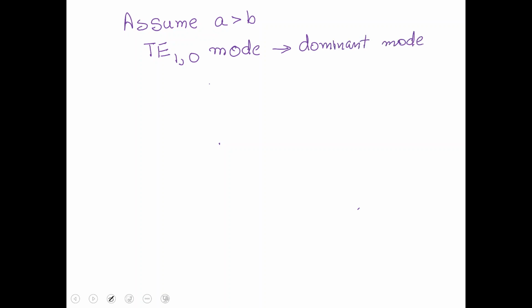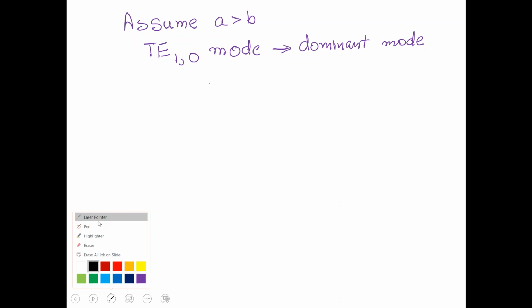For most of the applications, except for certain cases, you would be working with this mode. You would normally be working with this particular mode for most of the design applications which we have. So let's understand what this mode would look like.